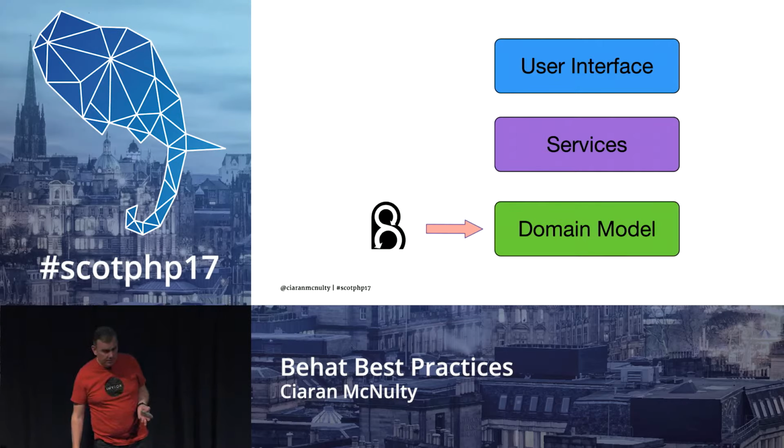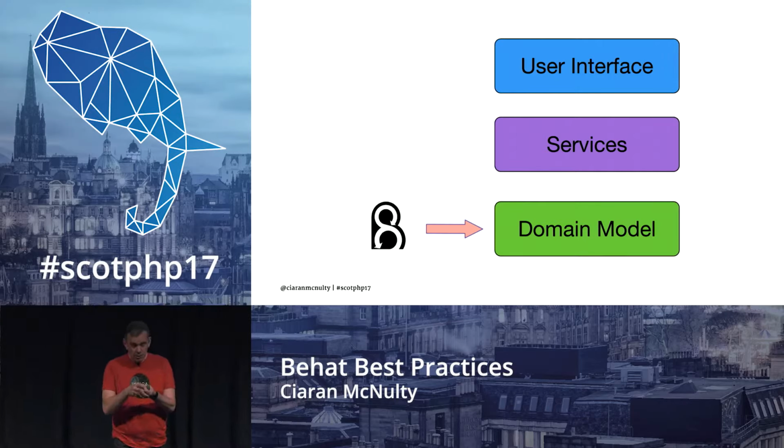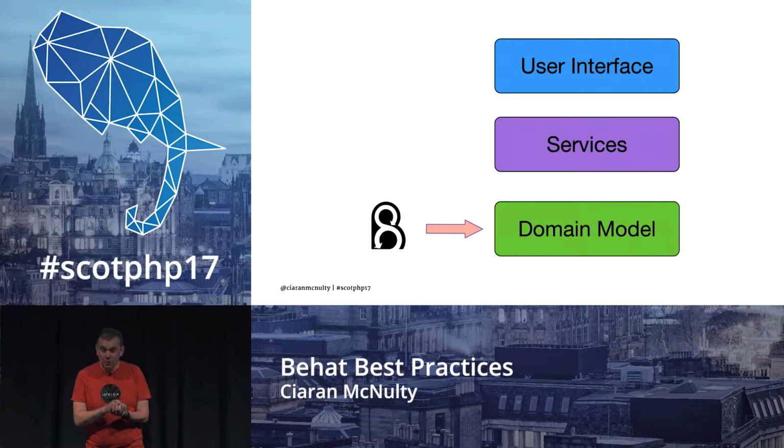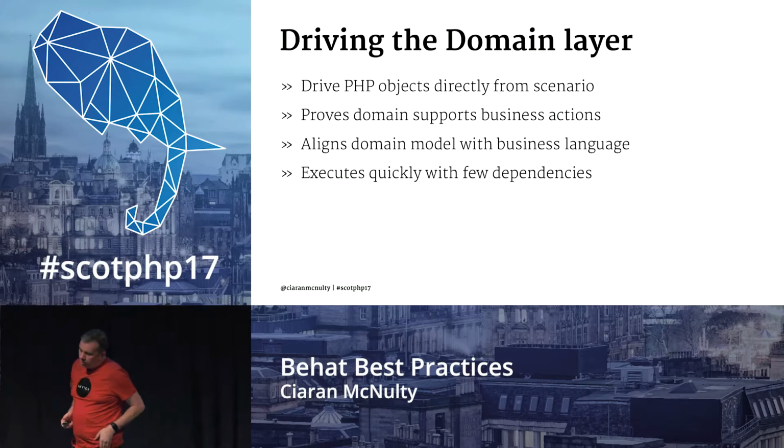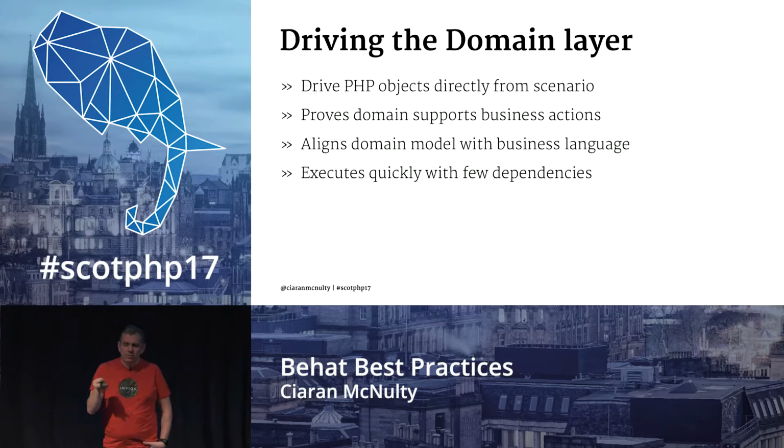I'm going to use my examples to make sure my domain model works first. That's going to be quicker than waiting until I've built the user interface and then checking it works. I want to make sure the domain model works. I want to make sure the domain model supports the use cases. So that means inside each of those Behat methods, I'm going to just instantiate PHP objects and do stuff with them.